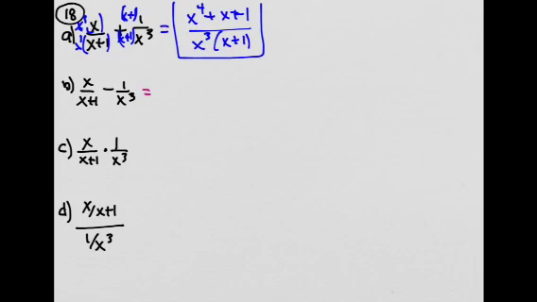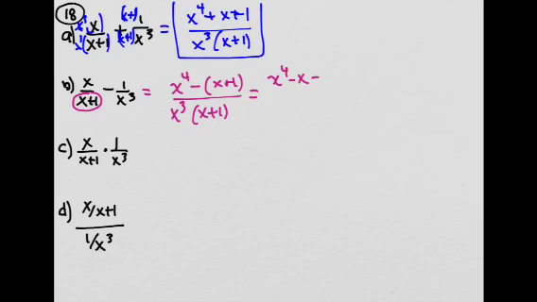So when I do that, I end up with x to the 4th minus, I put parentheses because it's 1 times this. It's a binomial. So minus x plus 1 over x to the 3rd times x plus 1. So I'm going to distribute the negative, so I get x to the 4th minus x minus 1 over x cubed times x plus 1. So here is the final answer.